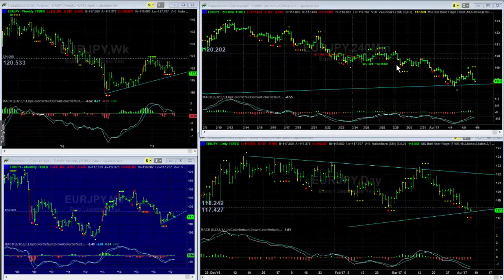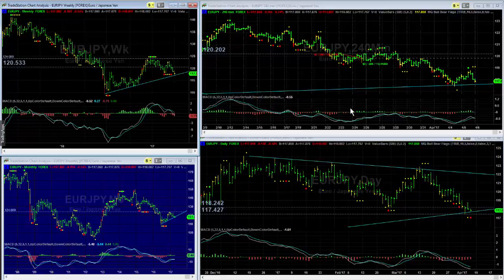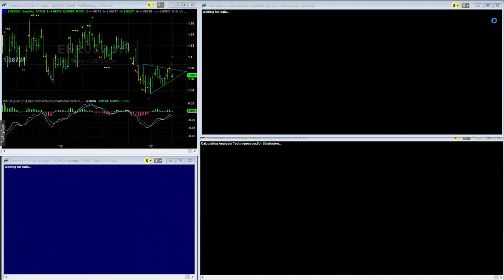In the euro yen, we've been moving up along this weekly trend line here, and we're getting close to touching it here. It's about 117.015 on the weekly. You can see we're about to penetrate this line on the 240 and also on the daily. So let's see if we can break down through this previous pivot here of 117.427, and that should give us some nice enough move through the weekly trend line to give us some confidence that we can go lower.